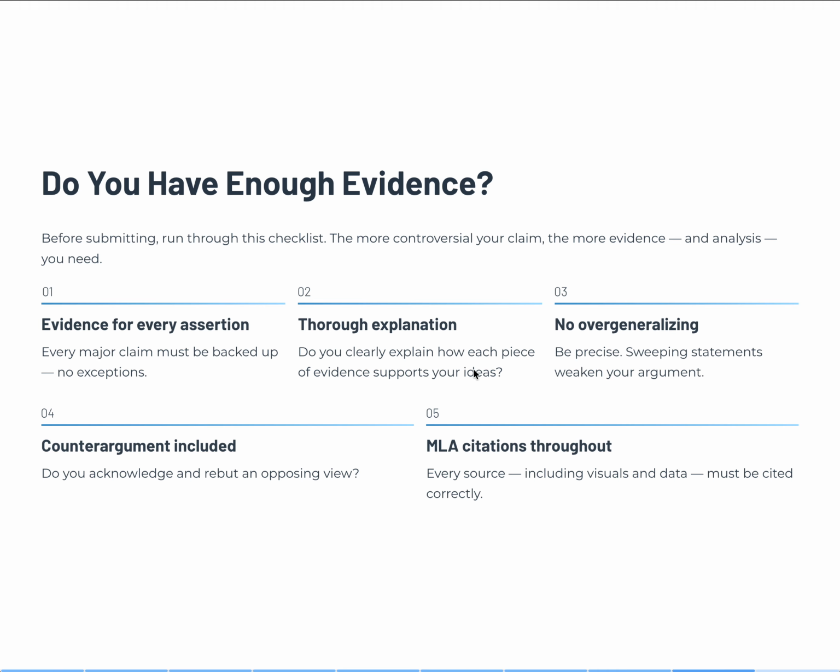So when you're revising, you may ask yourself, do I have enough evidence? And I do have some questions here that could help you figure that out. The first one is, have I provided evidence for every major assertion? Do I thoroughly explain how my evidence supports my ideas? Do I avoid vague generalization? Do I include and rebut counterargument? Is all my evidence cited correctly in MLA format? So the more controversial your claim is, the more evidence you need to persuade your reader. Strong arguments are built on layers of well-explained thought.